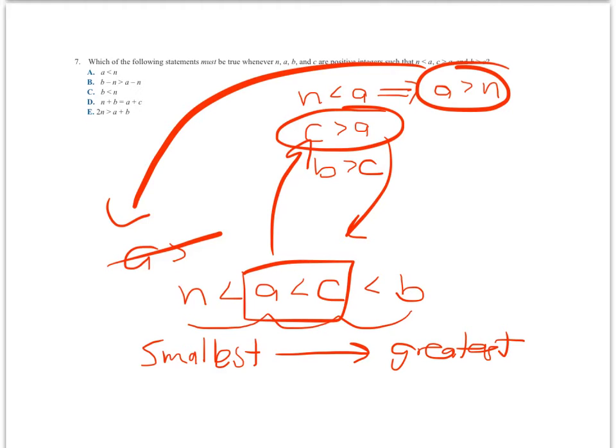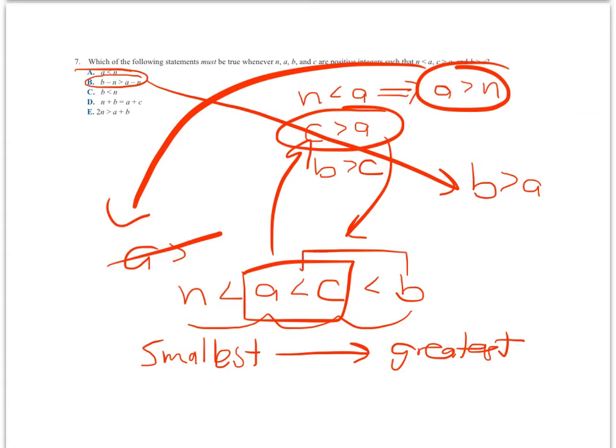So which of these are true? The first one, A is less than N. Is that true down here? A is less than N? Nope, it says A is bigger than N. So the first one's not true. Second one, B minus N is greater than A minus N. If you add N to both sides of that, what you end up with is B is greater than A. Is that true here? Yes, B is greater than A. Sorry there's so much writing on this. I hate this problem. So this one's definitely true.